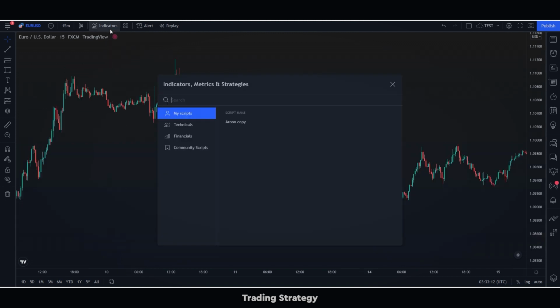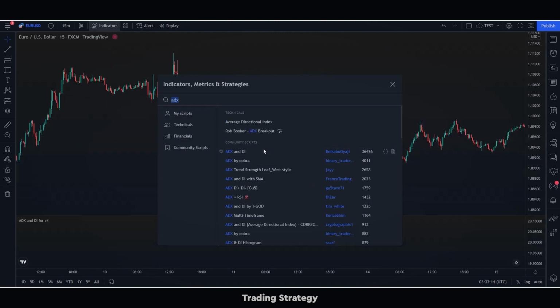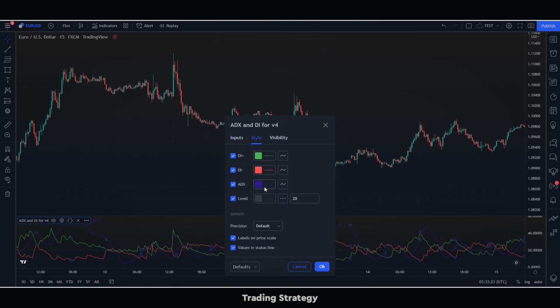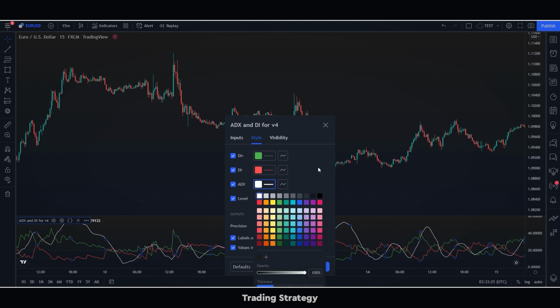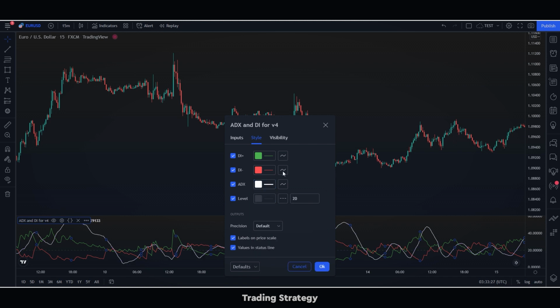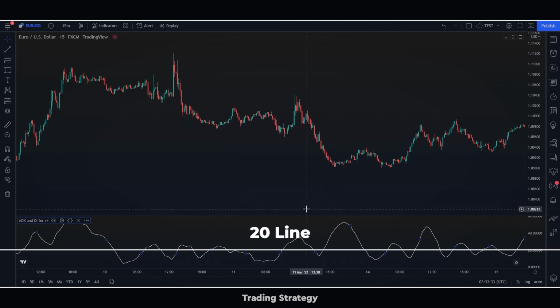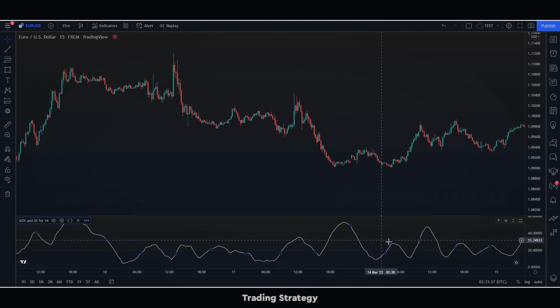The first thing we will have to do is select the ADX indicator. Once selected, we will leave the default parameters. We will change the color of the ADX line to white, and we will disable the other two lines. This indicator will help us to know if the trend is strong or not. If the white line is above 20, it means that the trend is strong. If it is below, it means that the trend is very weak and we are not interested in making operations.